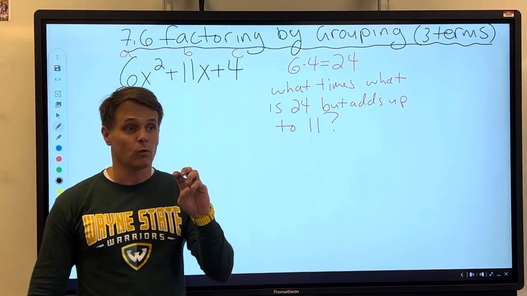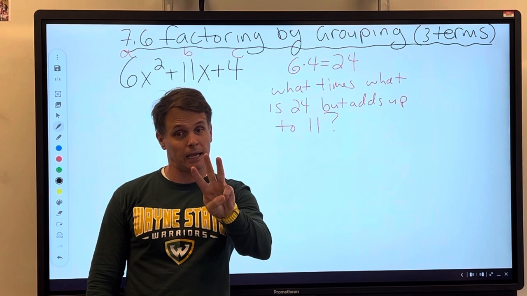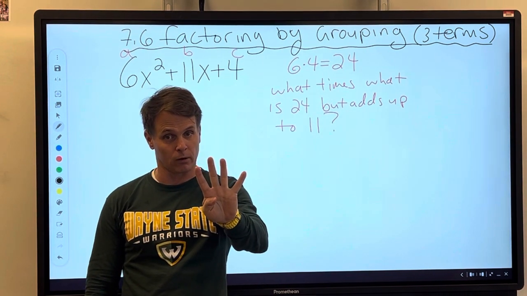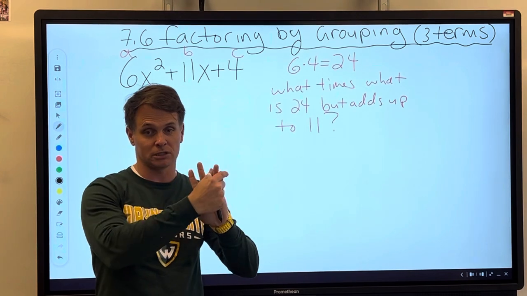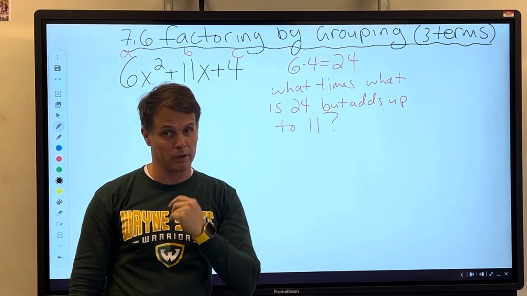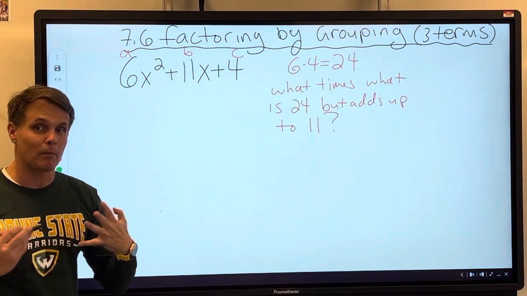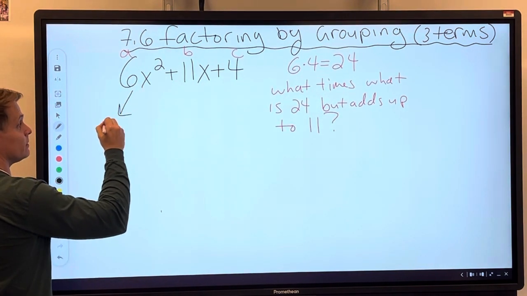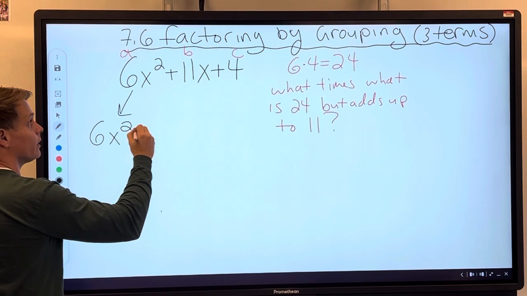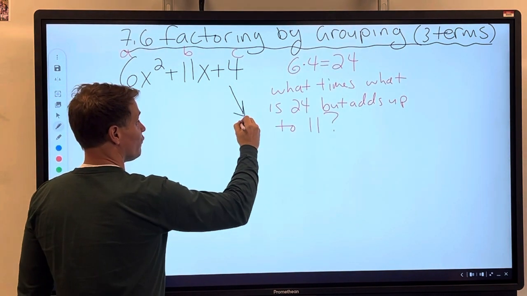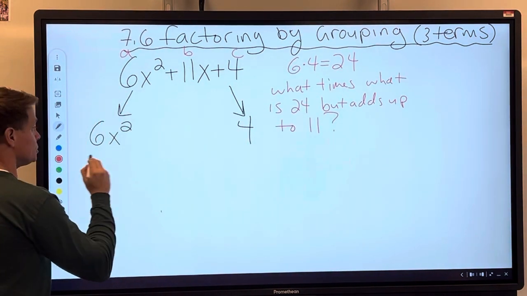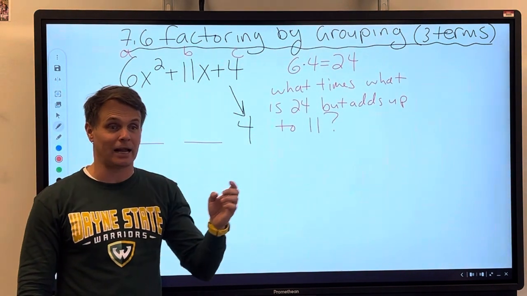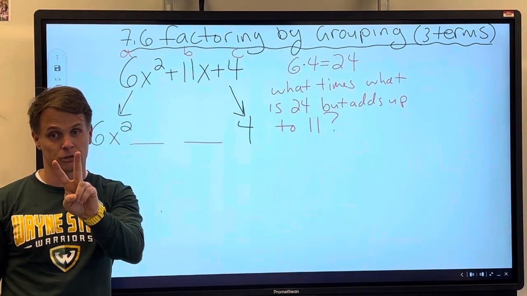Now, what I'm doing with factoring by grouping is I'm taking 3 terms and I'm changing it and making it 4 terms. So I can group the first 2 and the second 2 together, just like we were doing yesterday. This is a little bit more complicated version of that. So I'm going to always rewrite this first term, 6x squared, and the last term, 4, but I want to take 11x and rewrite it in 2 terms.